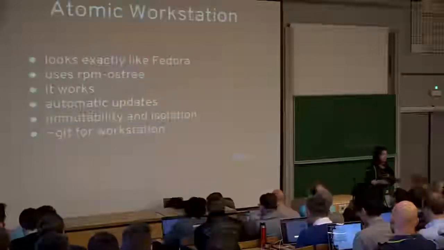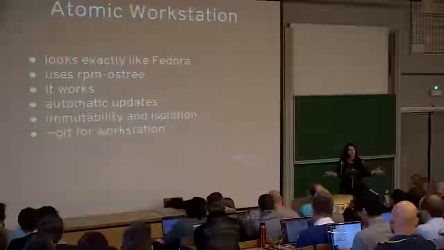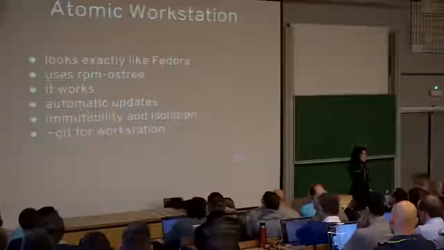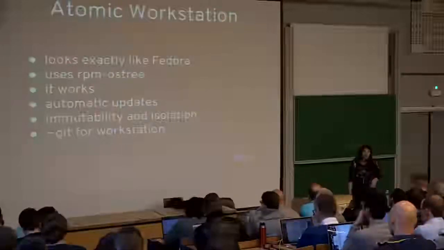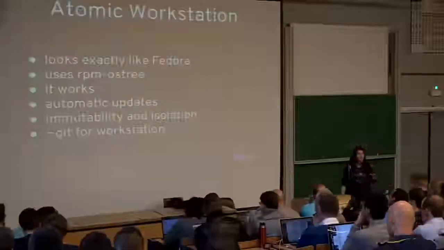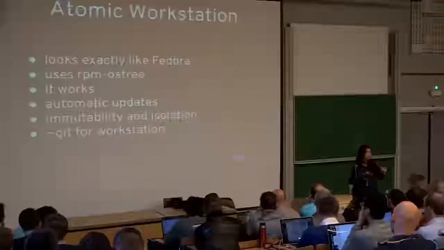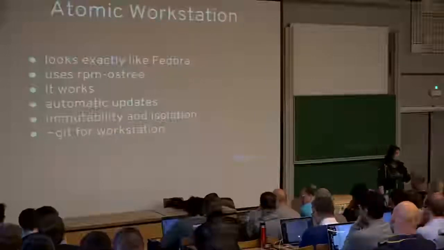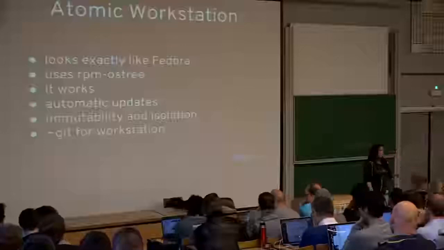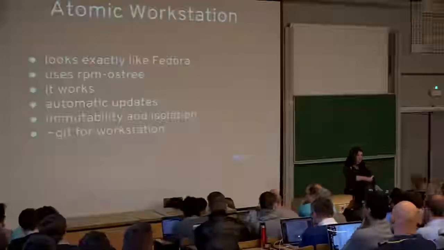So about Atomic Workstation. If you download the ISO and install it like you would, for example, Fedora, it looks exactly like Fedora. You won't see the difference. But underlying, it uses RPM OS tree. It works, and it provides automatic updates. The issue for actually enabling the automatic updates, I think it's not quite done yet. They haven't decided yet if they're going to enable it. But it's there, so it's working. Probably in the next few weeks they're going to enable it.